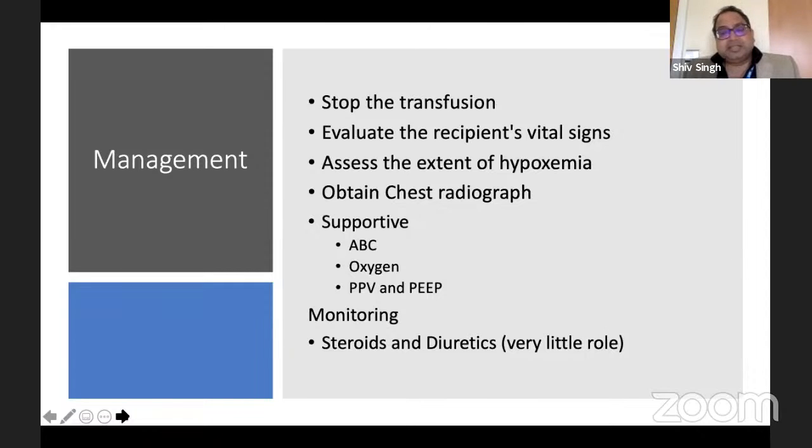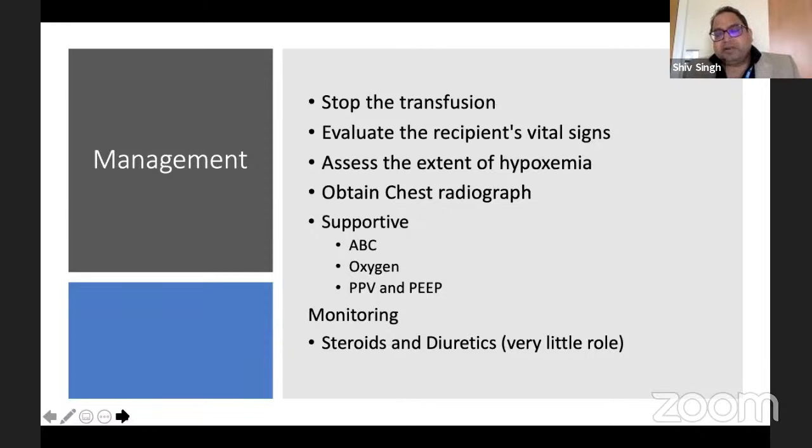In the meanwhile, it's just supportive management. So airway, breathing, circulation need to be supported. You need to give oxygen. You might need to intubate and ventilate the patient. Steroids can be used. Diuretics have very little role in this.